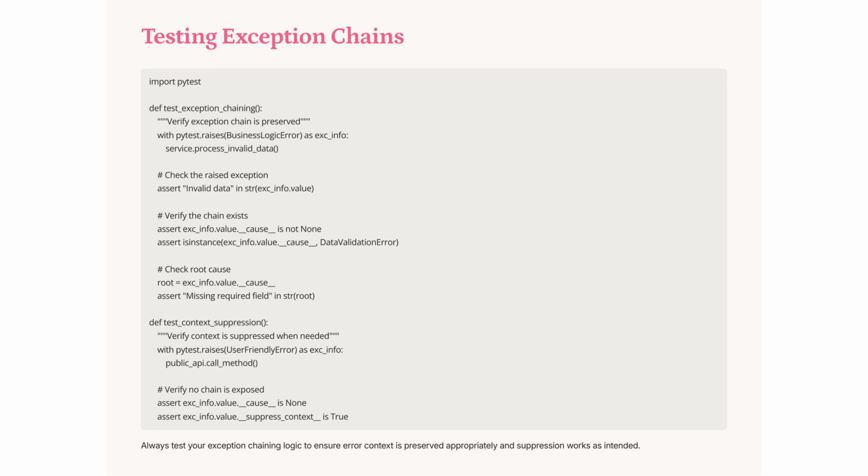Testing exception chains is crucial to ensure error context is preserved. Use pytest to verify exception chains, checking that a business logic error maintains its cause, like a data validation error. Also, test context suppression with a user-friendly error, ensuring no chain is exposed and context is suppressed. This guarantees robust error handling and clarity in debugging.